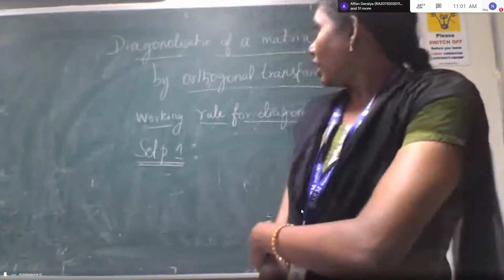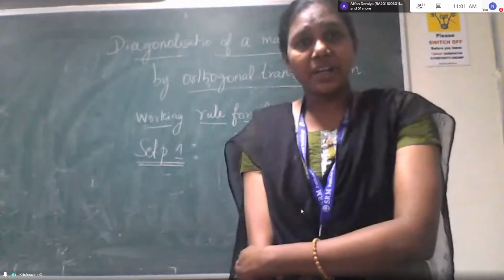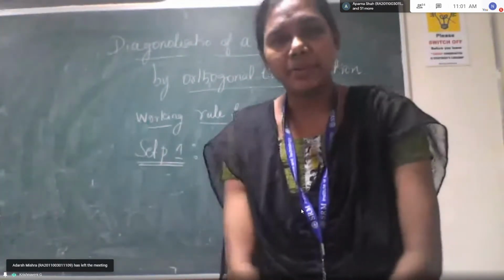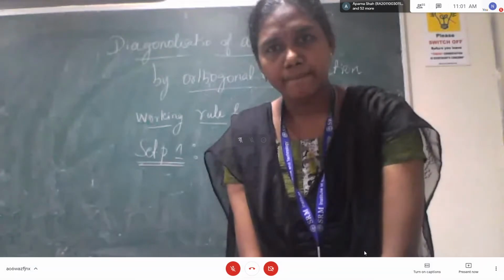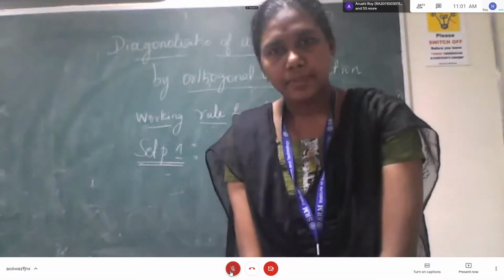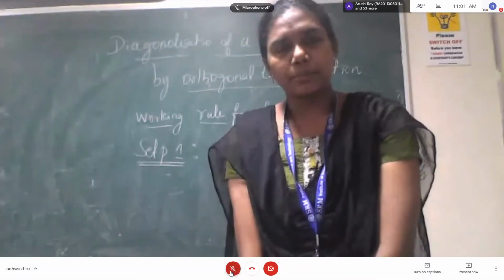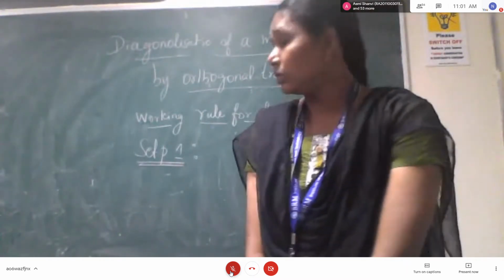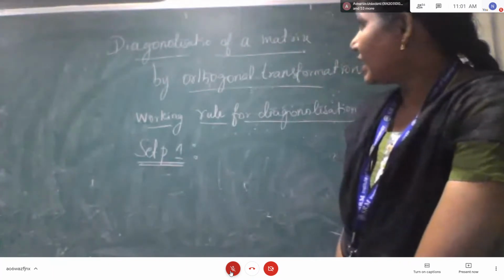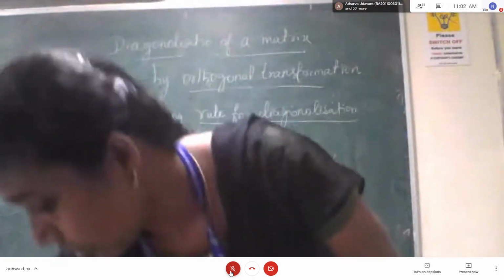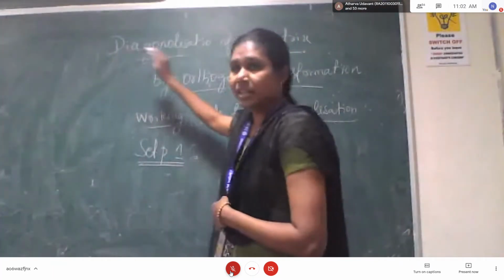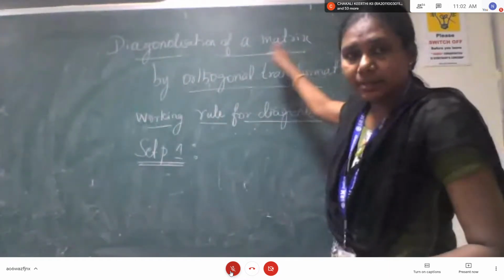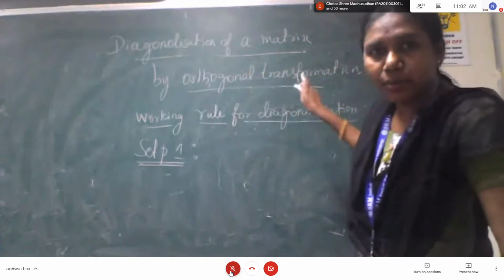Okay, guys. What have I given in the last class? Cayley-Hamilton theorem. We will complete it in the last class. Today we are going to see the diagonalization. Diagonalization of a matrix by orthogonal transformation.